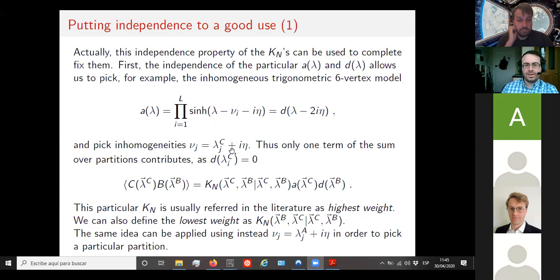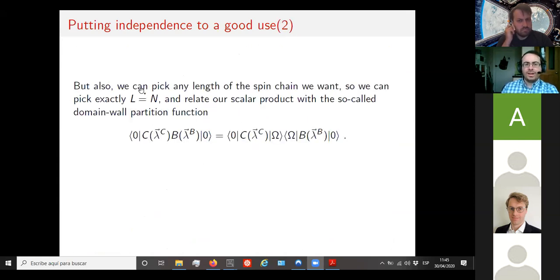And in general, using any set of lambdas, you can pick one of the Kn's by this method. So how can you also compute this scalar product by other means? Well, the idea by Korepin is that these Kn's are also independent of the length of your spin chain. So I can take exactly the one where the length is equal to the number of excitations. In that case, I can compute it through the so-called domain wall partition function.